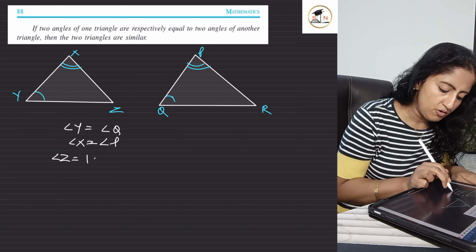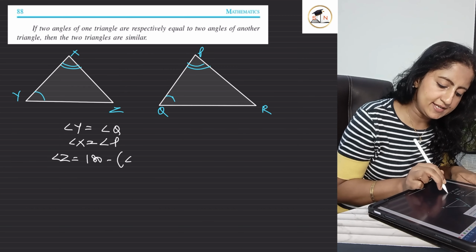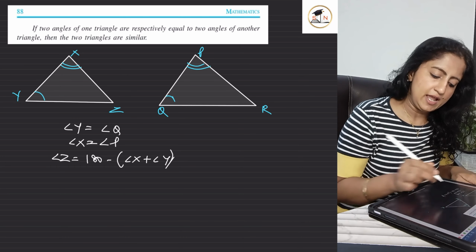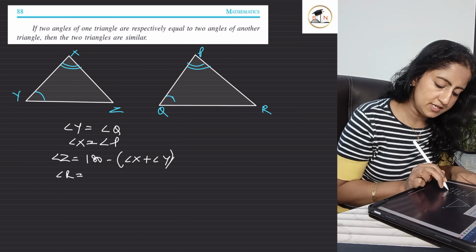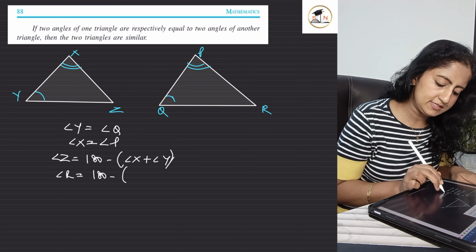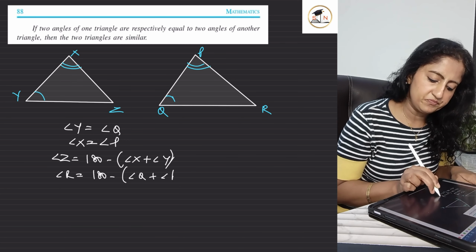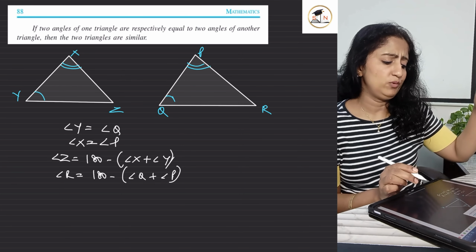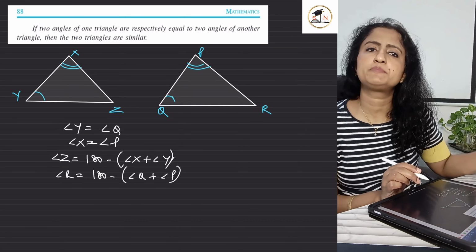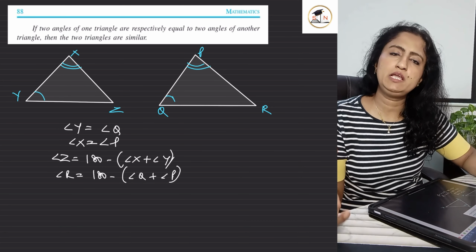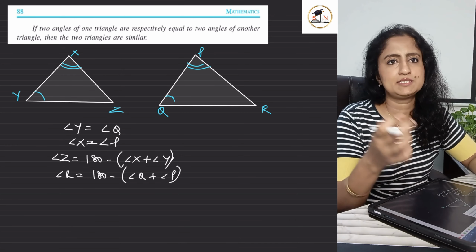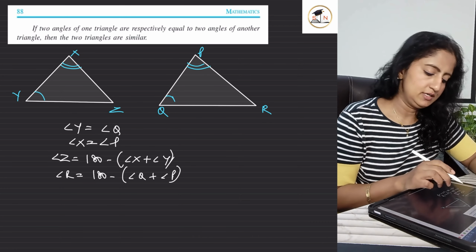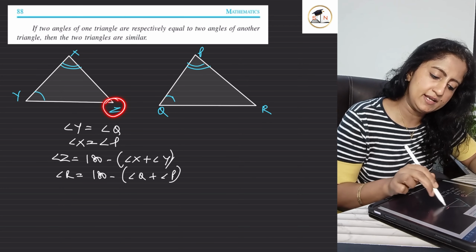Angle z is going to be 180 minus (angle x plus angle y) because of ASP, right? And then angle r from the other triangle is going to be 180 minus (angle q plus angle p). That is also because of ASP, right? Now, what we had is x and y equal to p and q respectively. So obviously their sums will also be equal. And when we are subtracting from the same value, that is 180, that means the remainder is also going to be equal. What is the remainder? The remainder is z and r.